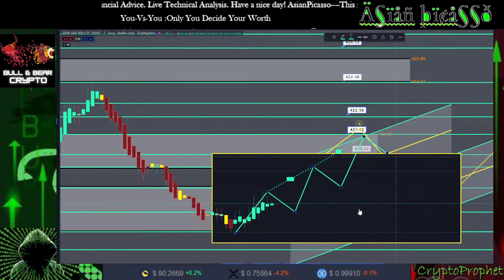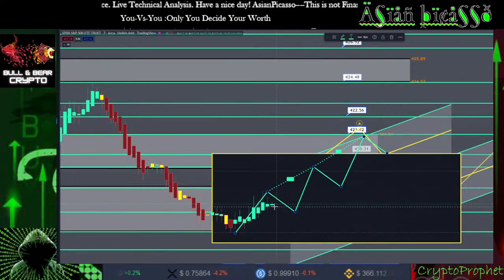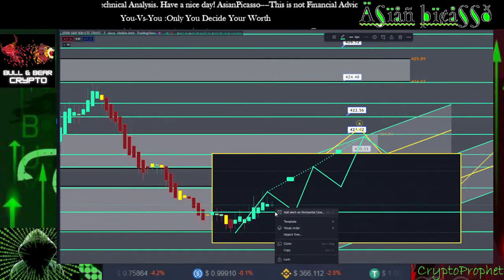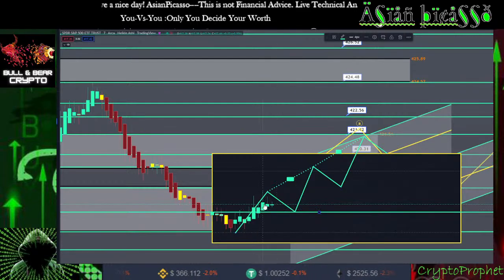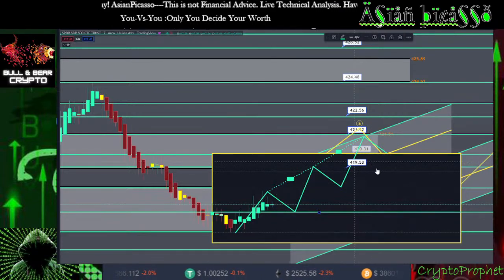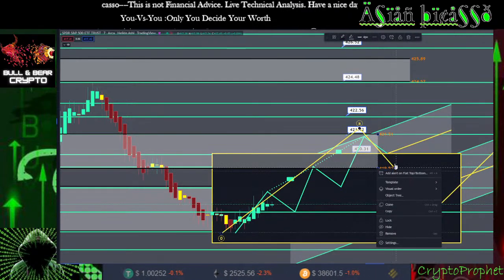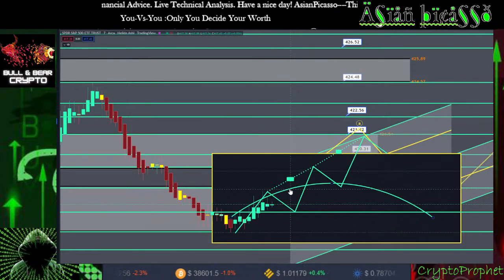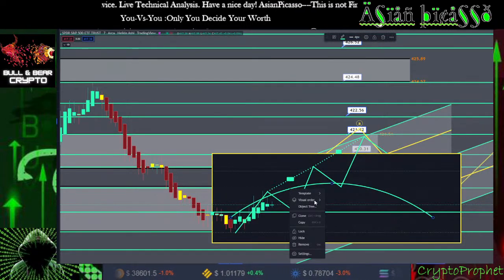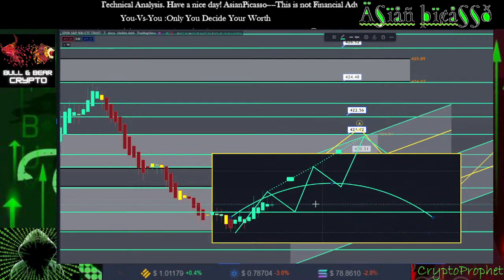But, you know, it's just a guess. And there's always going to be something that's going to change these trajectories because of certain resistance lines from previous pivots. You have catalysts, you have news, you have FOMO.